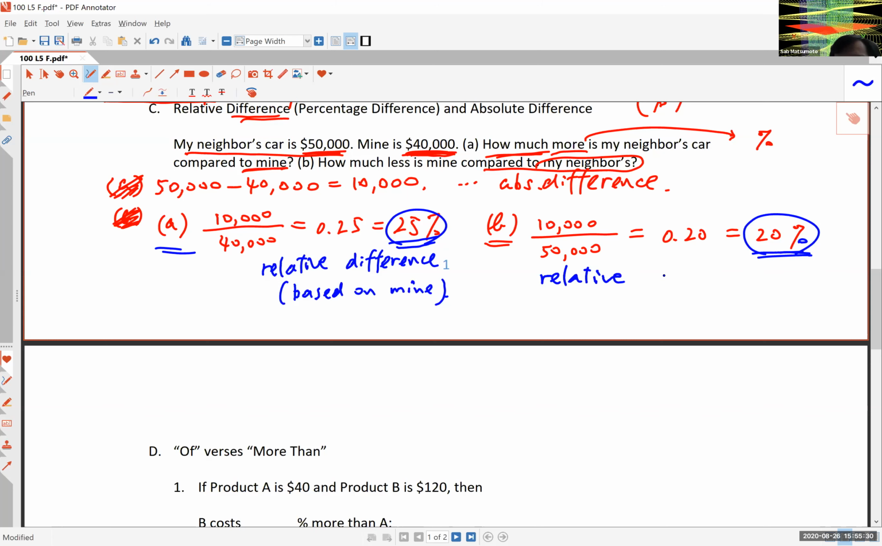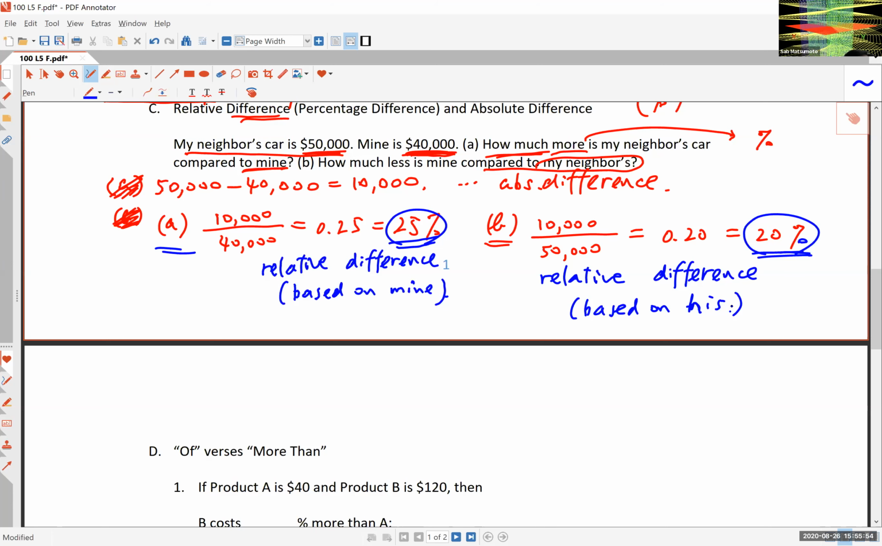I hate to say this, but that's mathematics, okay? And that's because you now have the relative difference, $10,000 relative to what, based on not my car, but his car and his car value. So 10,000 happens to be 20% of his car value, which is 50,000.